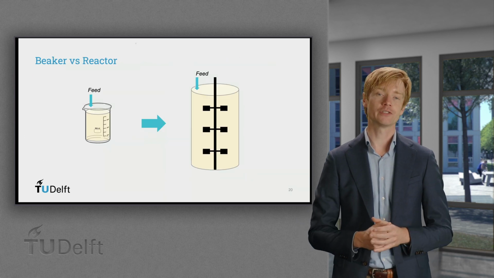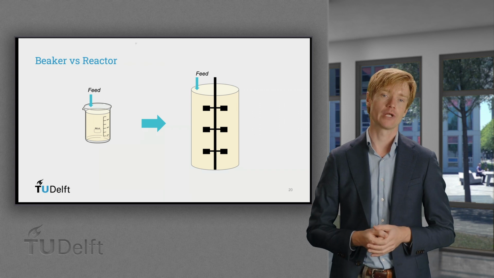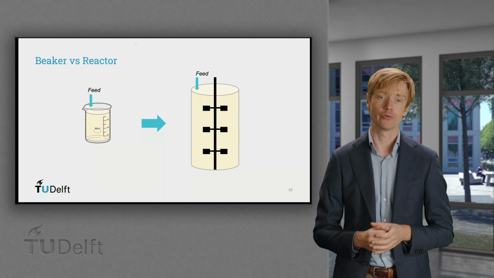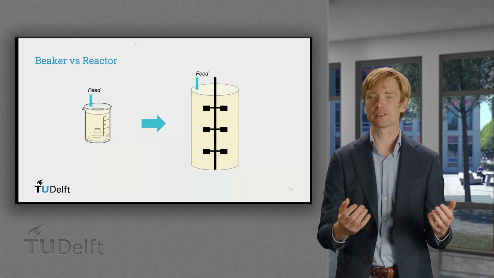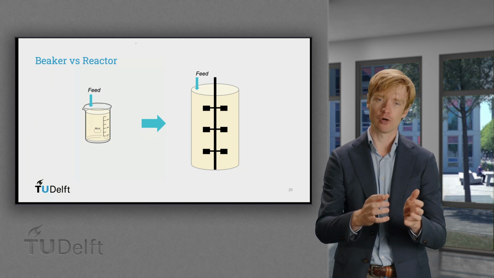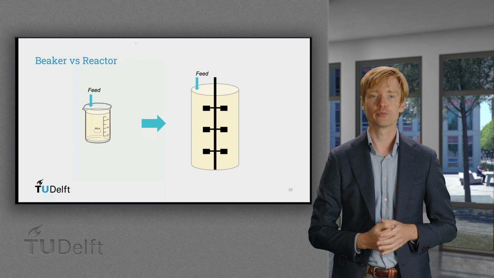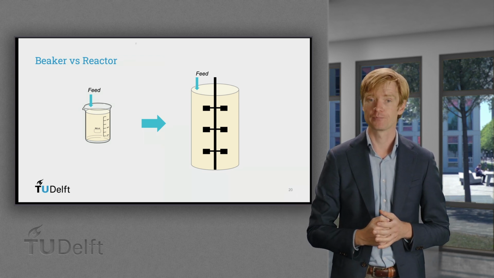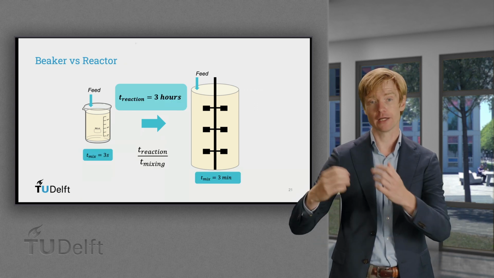For that, we revisit our beaker versus reactor example, but now including a chemical reaction. Unwanted byproducts may be formed if the contents of the reactor are not properly mixed. We noted before that mixing time varies hugely between the small beaker and the industrial reactor. For the small beaker to be well mixed, the mixing must be faster than the reaction time. So we need to look at the ratio between the mixing time on one hand and the reaction time on the other.